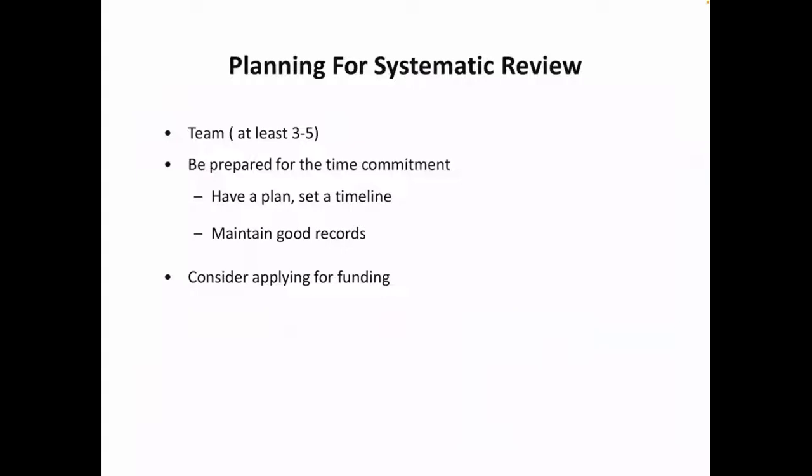So how does one undertake a systematic review? We need a team of at least 3 to 5 people. Why? Because we need at least 2 subject experts, one who is well-versed with the methodology. A statistician would be a good idea to have, and also a librarian who is well-versed in the literature search. At least 3 people would be a good idea, because there is a screening of the literature to be done. If there is any difference in opinion between the 2, there has to be a 3rd person who will be able to resolve the difference. One has to be ready for the time commitment, have a plan and a set timeline, and maintain good records. Record keeping is extremely important, and it is also a good idea to consider funding.